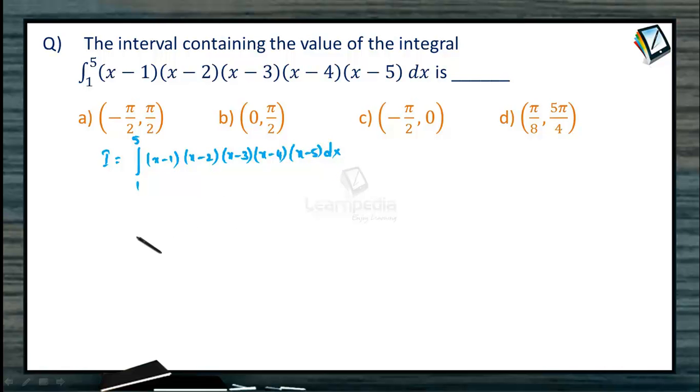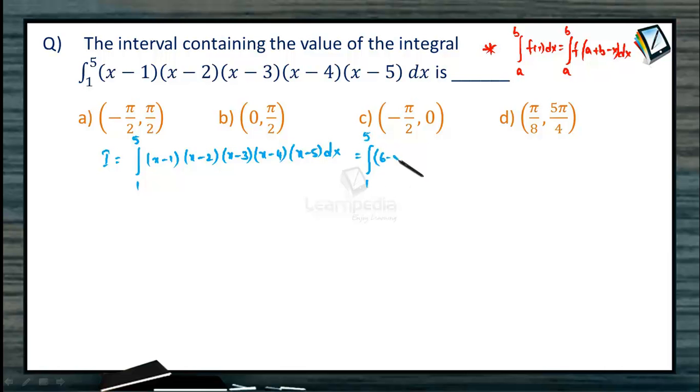So why don't we use the result: integral a to b f of x dx will be equal to, between the same limits, integral a to b f of (a plus b minus x) dx, right? One of the well-known results in definite integrals, a very important property. So what happens to the limit when we replace x with 5 plus 1 minus x? This value of the limit becomes 1 to 5.